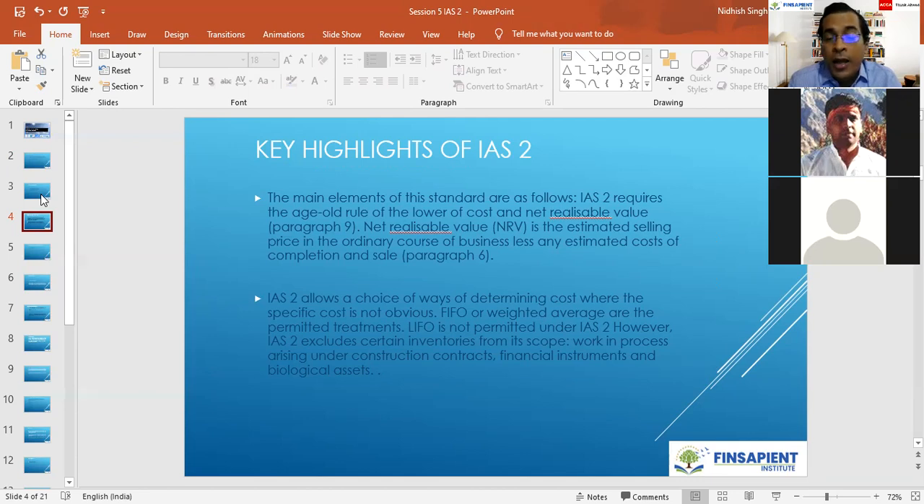One reason could be that last in, first out basically just exaggerates the cost of goods, because in reality, when there is any stock in any business and there is a sale, it is considered that the first stock which was bought should be sold first. Why would somebody sell the latest one and keep the old stock? So FIFO, or weighted average, is the only one permitted in IAS 2. LIFO is not.